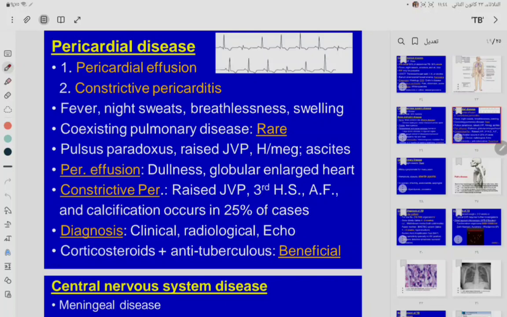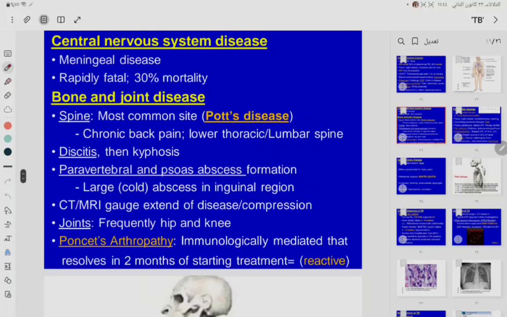And TB meningitis and TB pericarditis, not to forget that, when to give steroids. Part of that is just the anti-TB. Next. General central nervous system meningeal involvement, rapidly fatal, bone and joint disease.